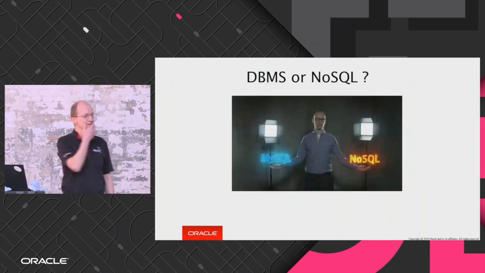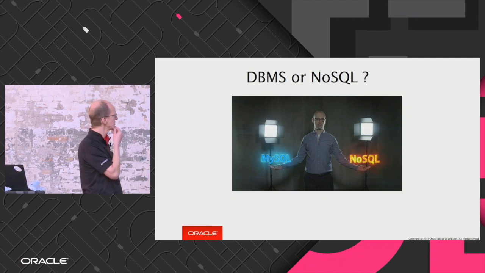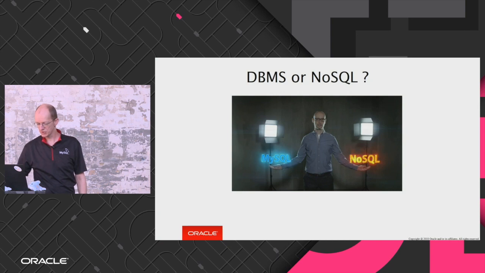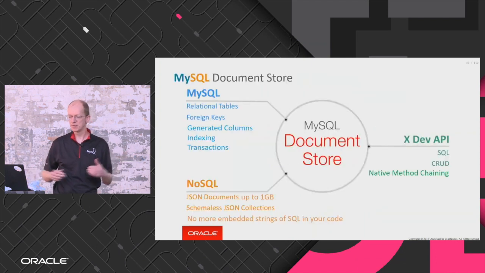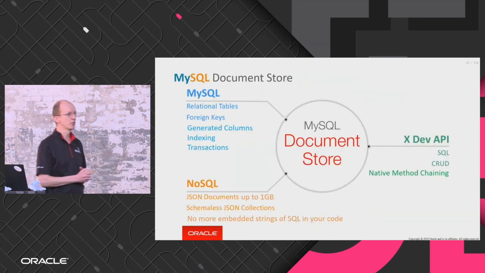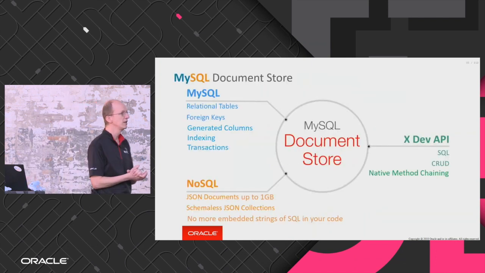So what's the right choice now? Should we go for a relational database like MySQL, or should we go for NoSQL? And our idea is actually, why not do both? And why not use one DBMS and use it for both use cases? And this is what we are aiming for, what we developed with MySQL Document Store.